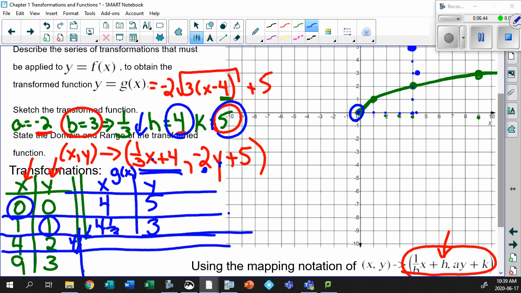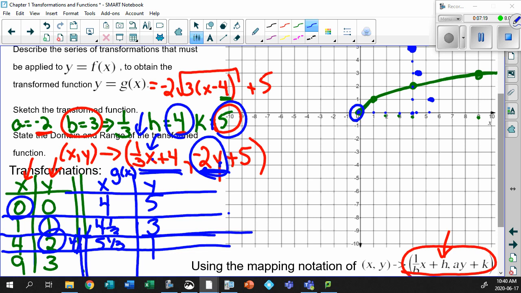Okay, so let's try that again. Put the 4 in here. Okay, 4 times a third is 4/3. So that's 1 and a third plus 4. That gives you 5 and a third. Beautiful. Okay, throw in the y value. Minus 2 times 2 is minus 4 plus 5 is 1. So 5 and 1/3 and 1. That's right around there. So far we got this point, this point, this point.